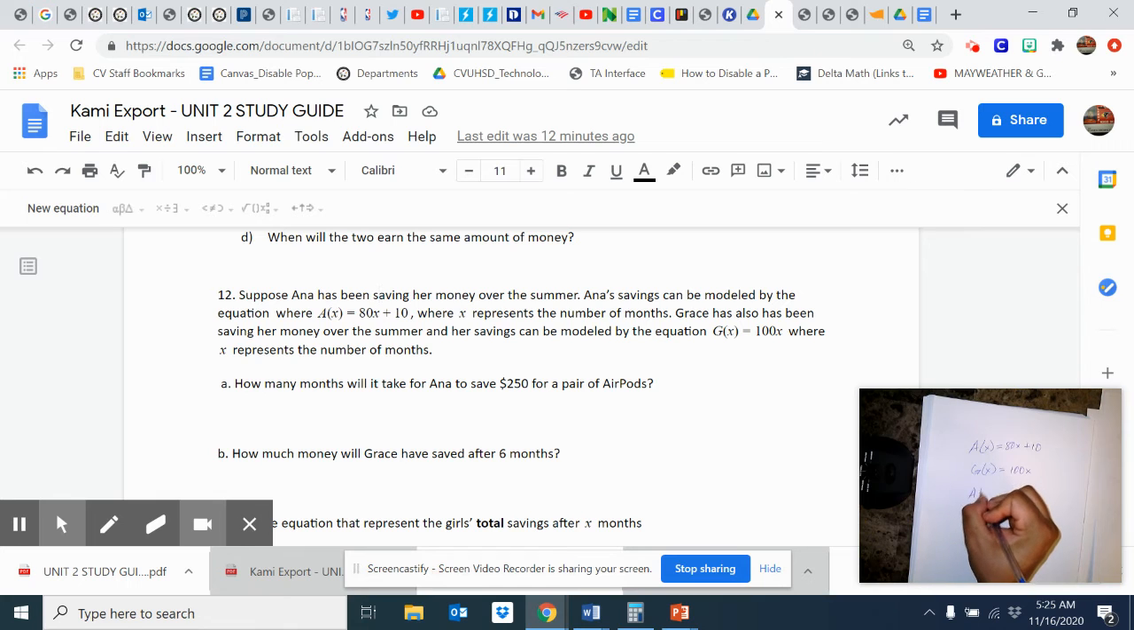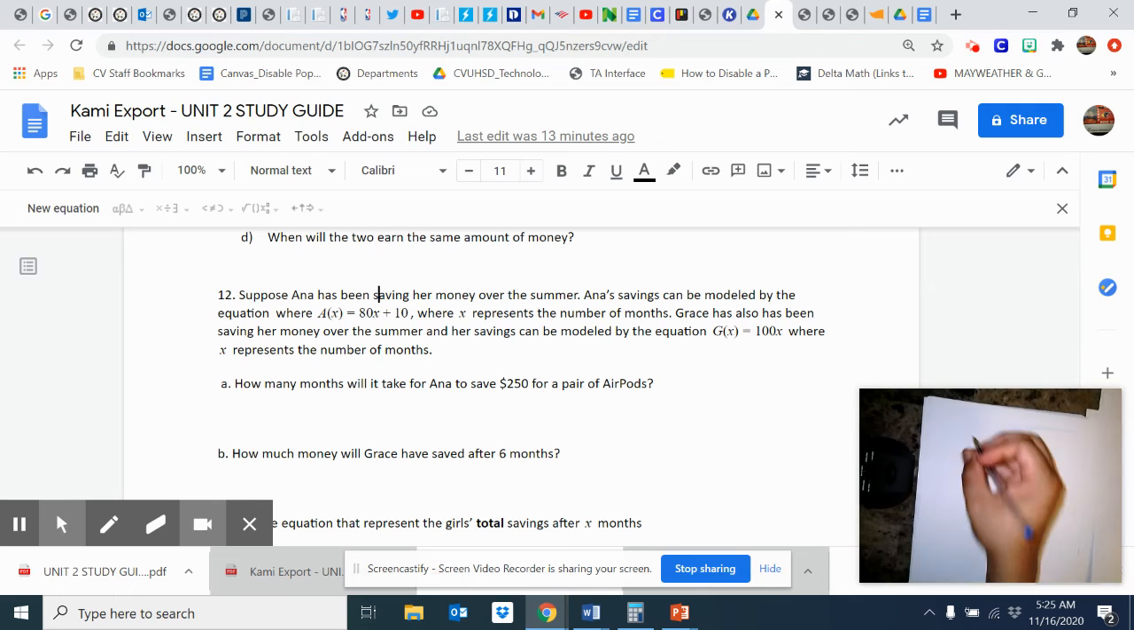So you use this function. Put 250 here for the output because that's what you want to see, how long it's going to take her to save. Subtract 10, subtract 10, 240 equals 80X. Divide by 80 and divide by 80. Cross those zeros out. 24 divided by 8 is 3. Okay, so it'll take her 3 months to save for 250.